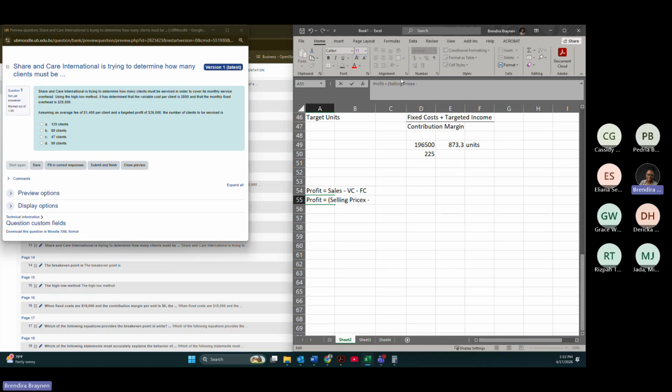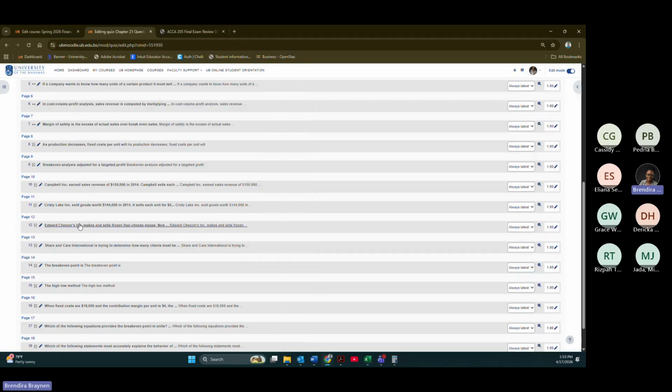Selling price times number of clients, minus variable costs per unit times the number of clients, minus the fixed cost. So that's how we calculate the profit in this case, an expansion of this particular formula. Y'all should have learned this in math as well. So that is that particular question. That one isn't too bad.